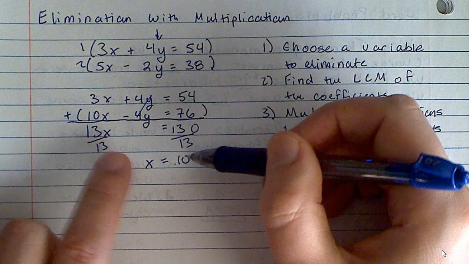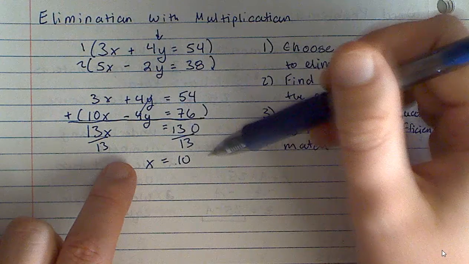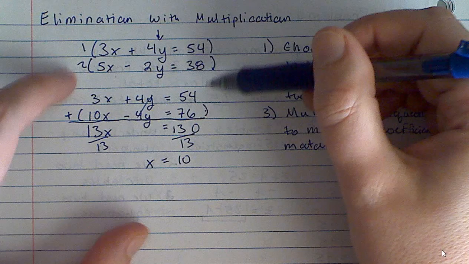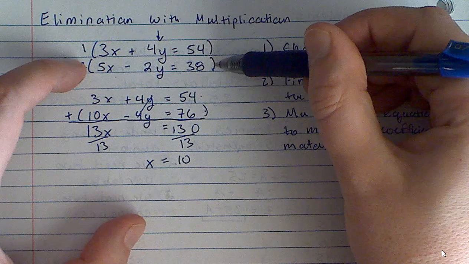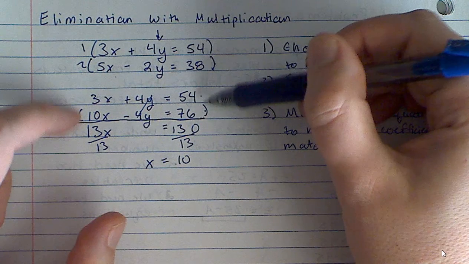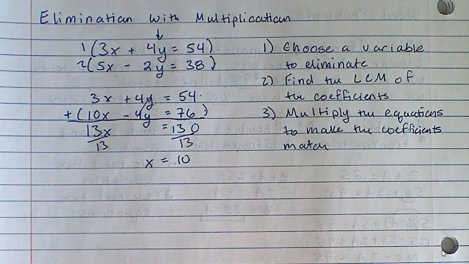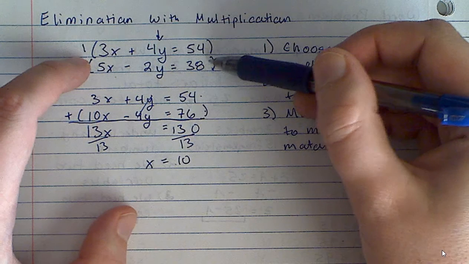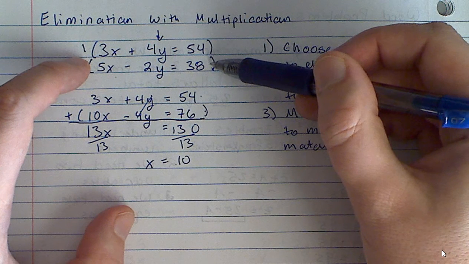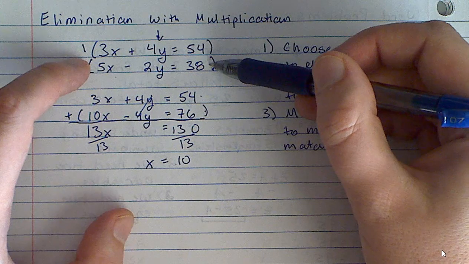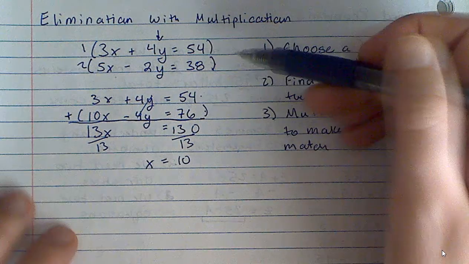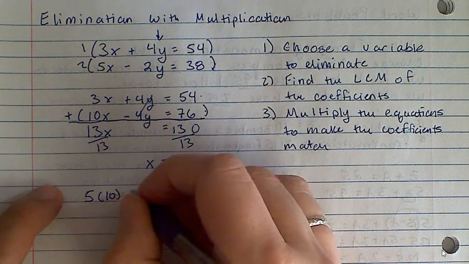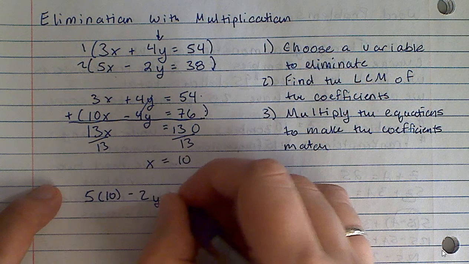I can take this 10 and substitute it back into this equation I made, or into this equation or this equation that I started with. I can choose any of these equations to substitute it back into. It doesn't matter. So I'm going to choose this one up here to substitute 10 back into for x, just because the numbers are smaller. So I'm going to do 5 times 10 minus 2y equal to 38.